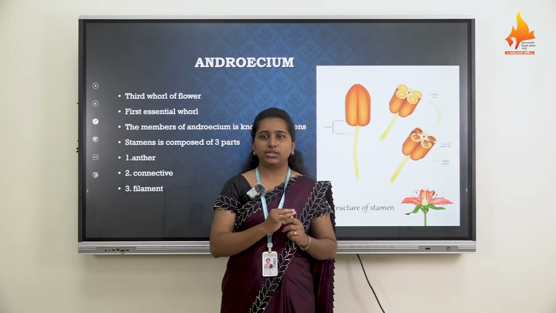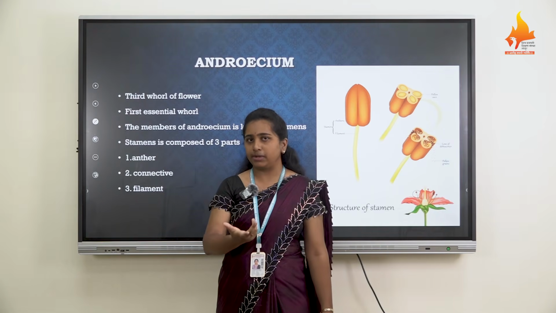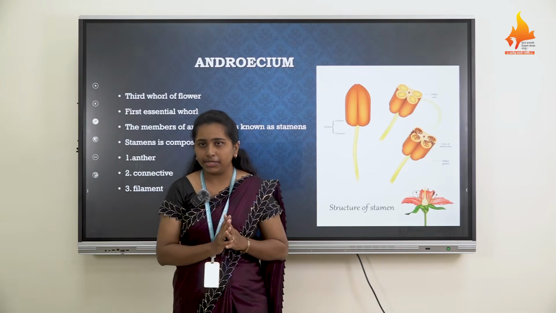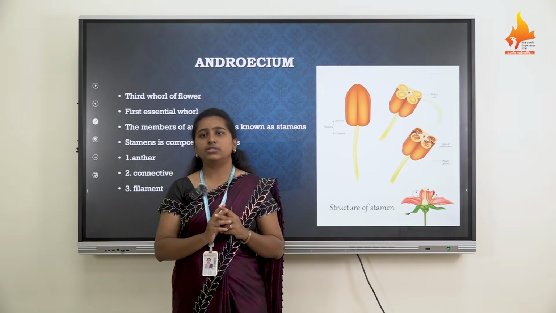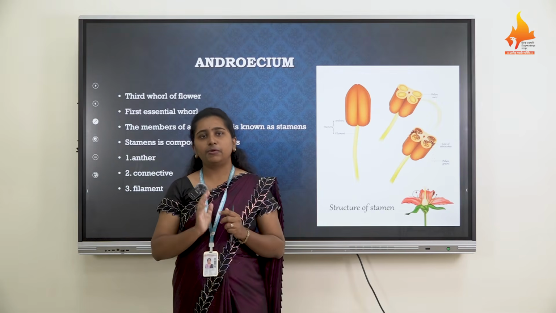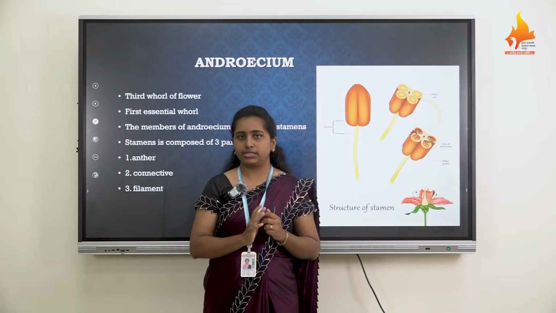In imbricate aestivation, out of 5 petals or sepals, one petal is completely outermost, one petal is completely innermost, and the remaining 3 petals of the margin get overlapped and overlapping. That type of aestivation is called imbricate aestivation.